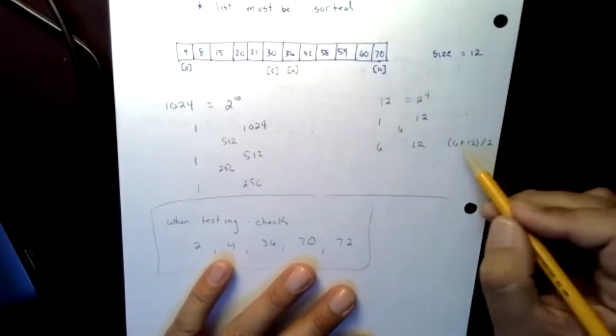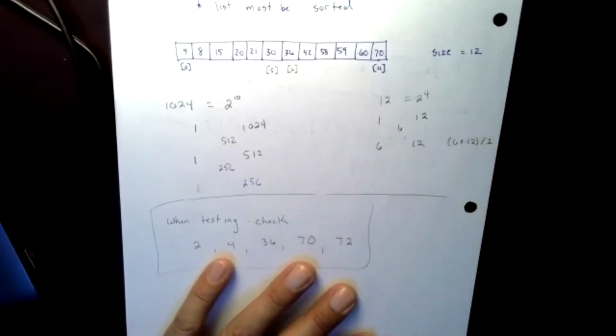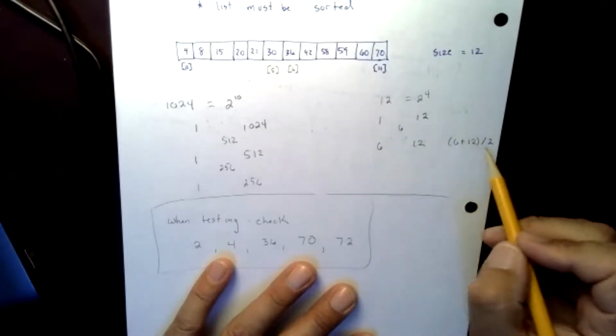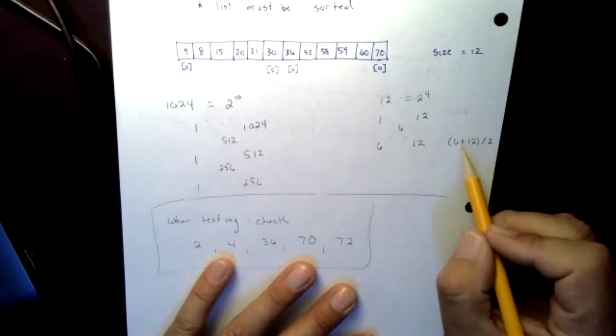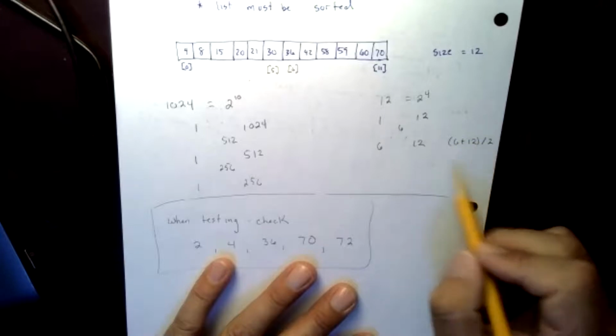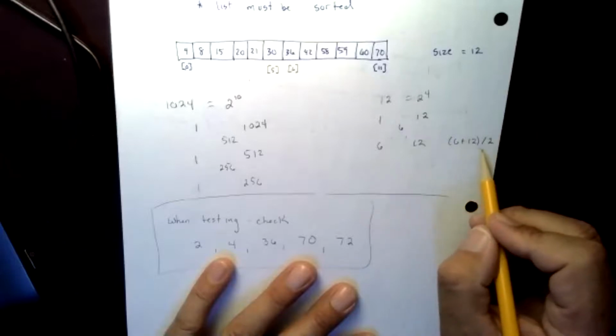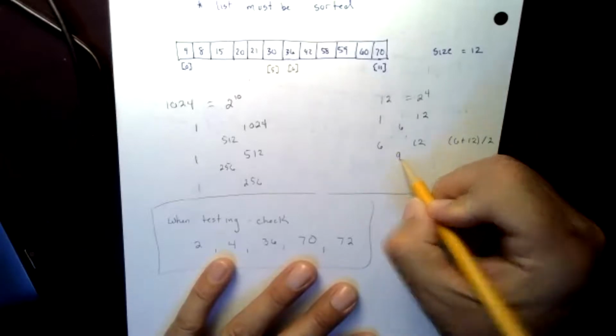Okay, that's going to give me 18, and I cut it in half. So I'm going to work with that integer division because I know it's going to give me all the numbers that I possibly want. So it's between 6 and 12, and the next guess is going to be 18 divided by 2, which is 9.